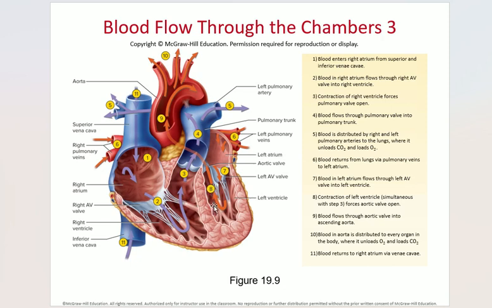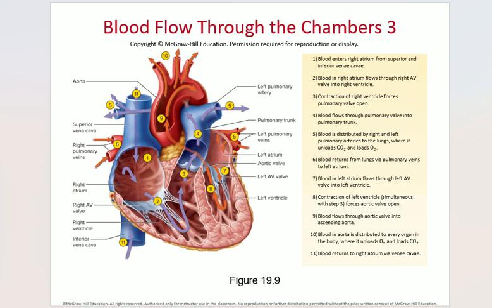Contraction of the left ventricle. So this is happening at the same time as step number 3. Forces the aortic valve to open. Bloop. Now we're on number 9. Blood flows through the aortic valve and into the ascending aorta, where it's going to distribute to every organ in the body, where it's going to unload oxygen and load back up on carbon dioxide. And then number 11, blood is going to come back to the right atrium via the vena cava.